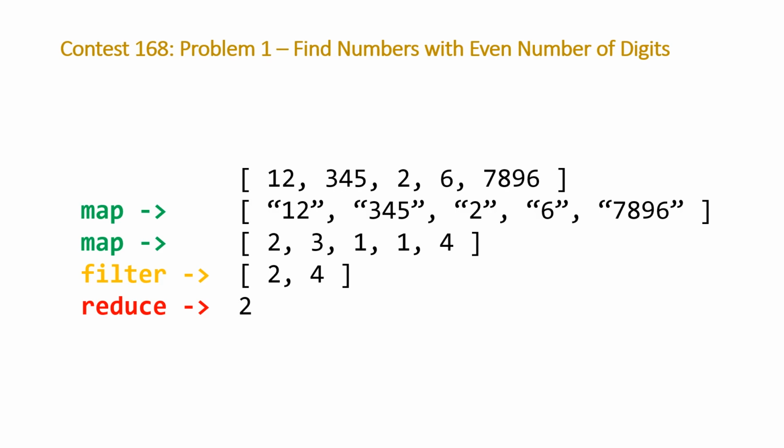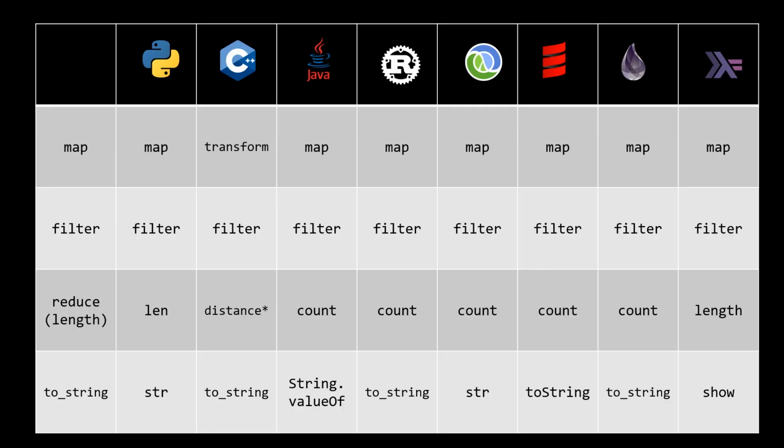So across the 8 languages that we're going to look at, Python, C++, Java, Rust, Clojure, Scala, Elixir, and Haskell, here are the names of those algorithms for the map, filter, and reduce. And I'm also including the toString, which we're going to need for our first map operation. For map, every single language calls this map except for C++, which calls this transform. For filter, all of the languages call this filter, which is nice. For our reduction algorithm, which in this case is going to be taking the length or the count, the majority of the languages from Java to Elixir call this count, but Haskell calls this length.